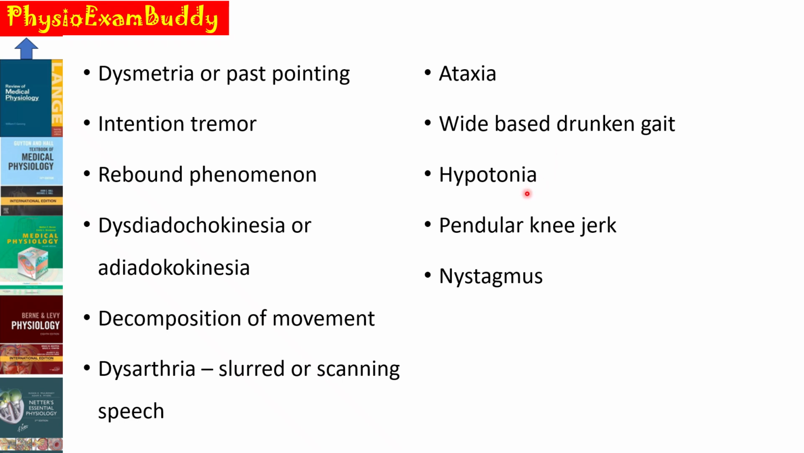Again, the tone in that patient will be hypotonia and the knee jerk will be of pendular type. That is, if you do the knee jerk, the reflex will be like a pendular movement. Then next is nystagmus, that is jerky, repeated to and fro movements of the eyeball when asked to fix the gaze towards a target on one side. So slow drifting of the eyes will occur towards the opposite side, which will usually be corrected by a fast movement. So the fast component is usually towards the same side of the lesion.